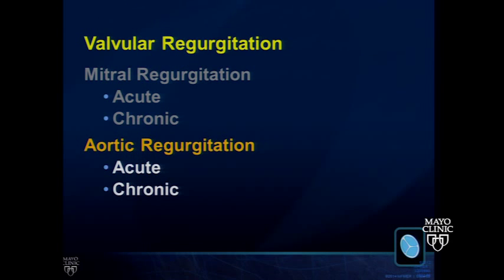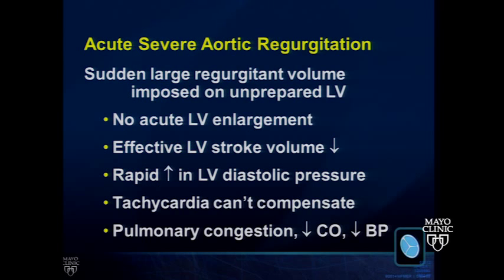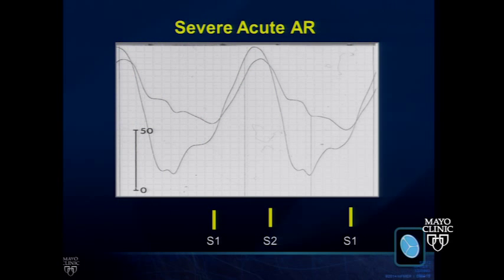We went over acute and chronic. Now we're going to go to aortic regurgitation. Again, we're going to talk about acute and chronic. Acute aortic regurgitation is a huge volume imposed on an unprepared left ventricle. There's no time for left ventricular enlargement. You'll have a decrease in stroke volume, a rapid rise in left ventricular diastolic pressure. Tachycardia can't compensate. They'll go into severe heart failure.